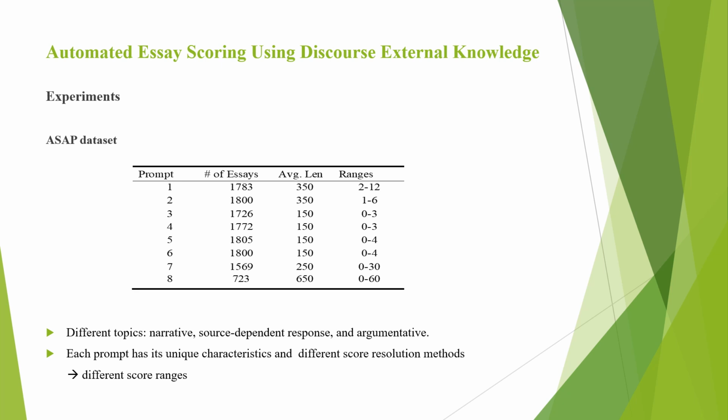To evaluate the effectiveness of this proposed model, we have conducted many experiments using the ASAP dataset. This dataset consists of 8 prompts, and each prompt has a different topic, including narrative, source-dependent response, and argumentative. Each prompt has its unique characteristics and different score resolution methods, and this is what explains the different score ranges. We solve this problem by scaling all the ranges to one range in the experiments.